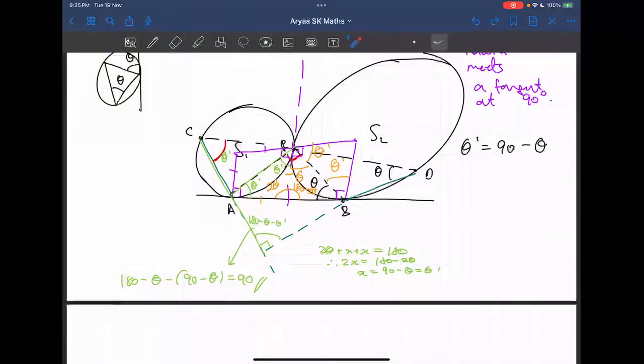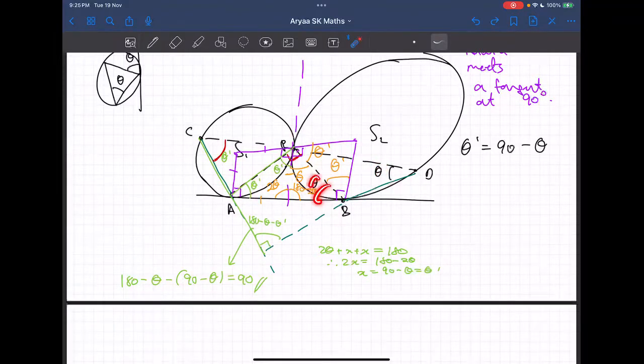Okay, and then we have a theta here. We have an isosceles triangle here, which means this angle is also theta. Wait, there's a faster way. So we'll say this angle is theta, then we know this angle is also theta from the alternate segment theorem.